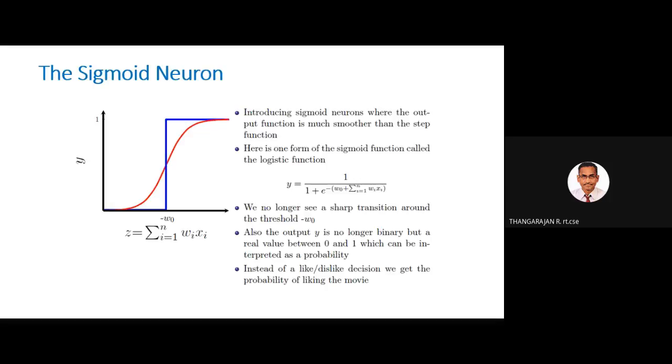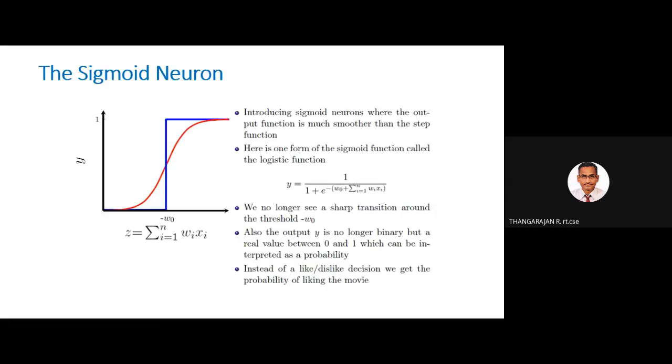So in that case, I want the function to be continuous. Only when a function is continuous, it is differentiable. So now I replace the step function with a sigmoid function or logistic function. This function is called a logistic function. That's the one shown in red. Here you see that this function is written as y is equal to 1 by 1 plus e power minus (W0 plus W transpose X).